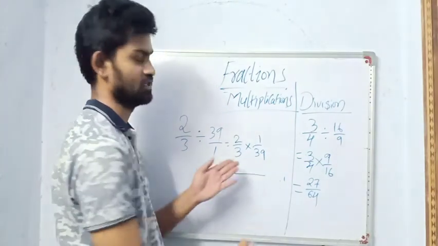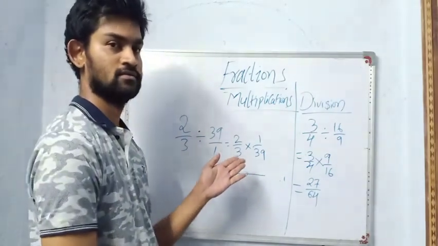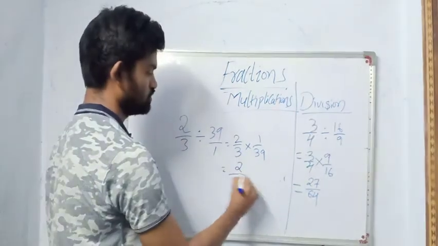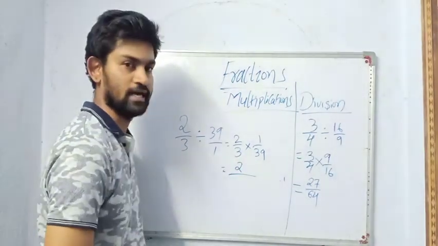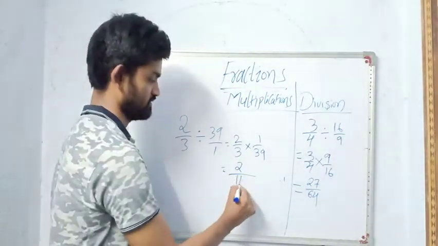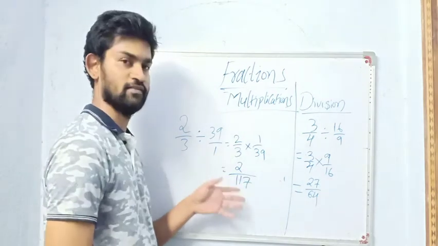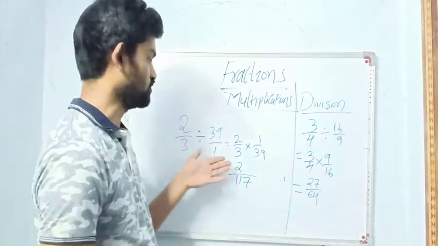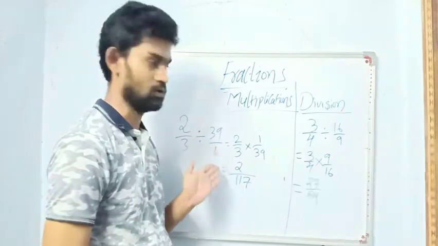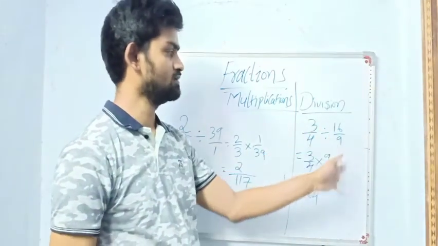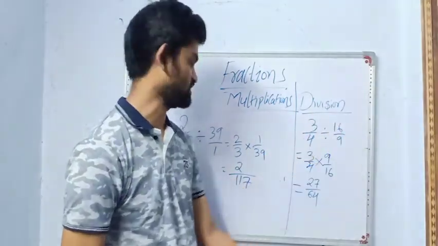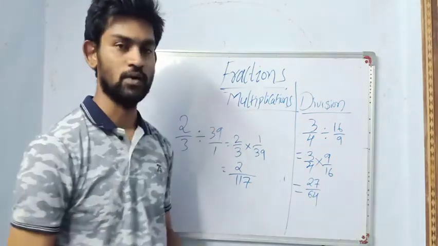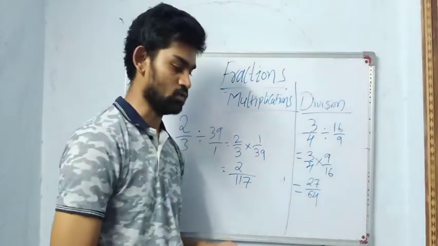We'll just write this answer. How much is this? So this is 2 into 1 is 2. 3 into 39, so 90 plus 27, that is 117. So 2 by 117 we are getting. This is how we divide with a whole number. This is how we divide with a fraction. Fraction division by fraction, fraction division by whole number. Let us see now.